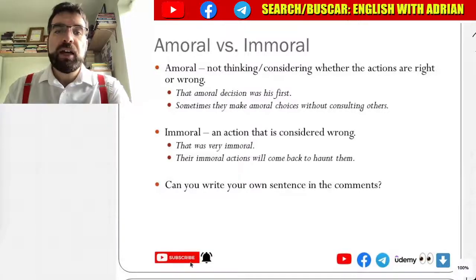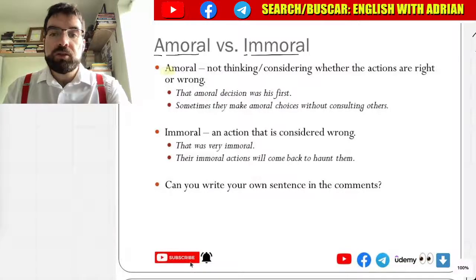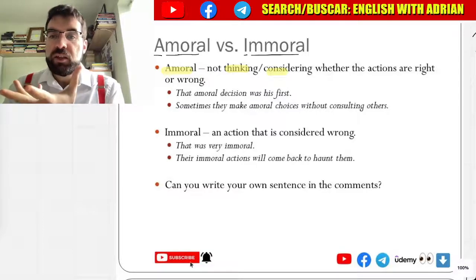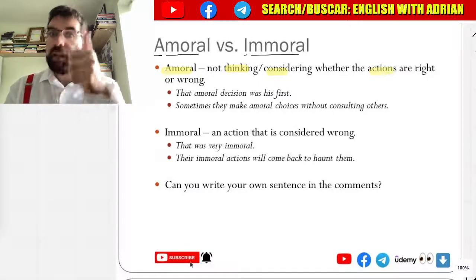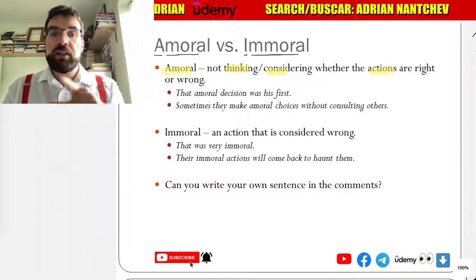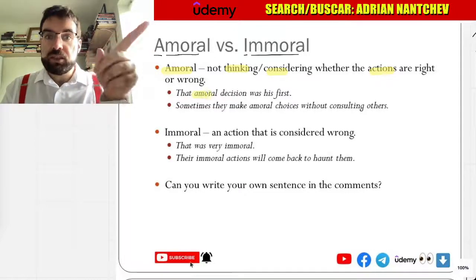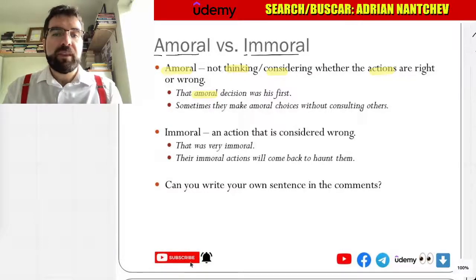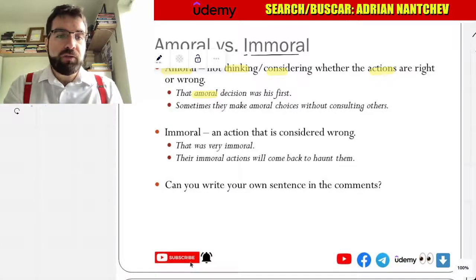So, amoral and immoral. Amoral means not thinking or considering whether the actions are right or wrong. That amoral decision was his first. We often make amoral choices in life, neither good nor bad.